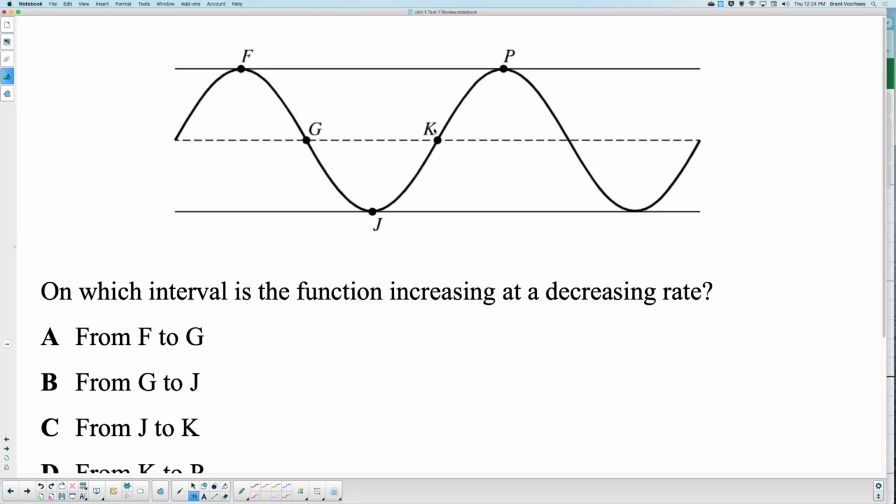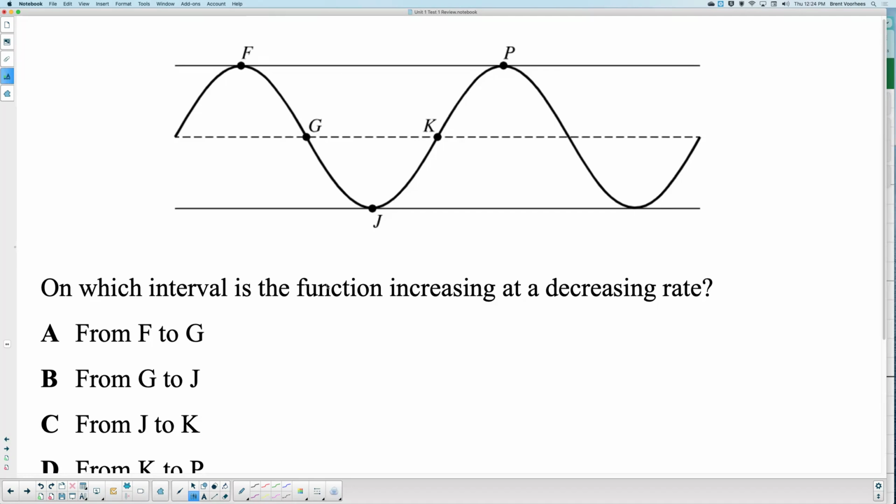Now I want to try to mix it up. I want to use different words to see how good you are at your vocabulary. So we're going to take a look at these. This next one says, on which interval is the function increasing at a decreasing rate?